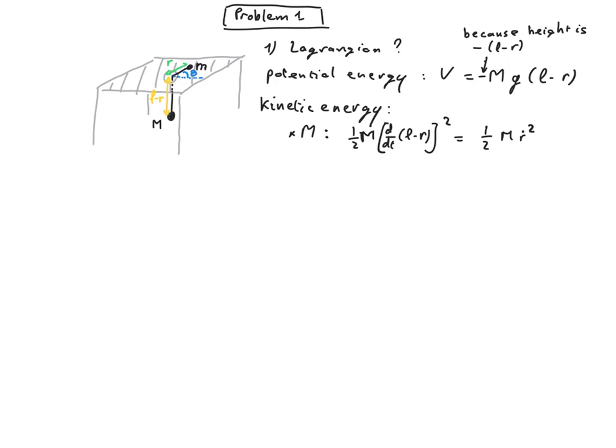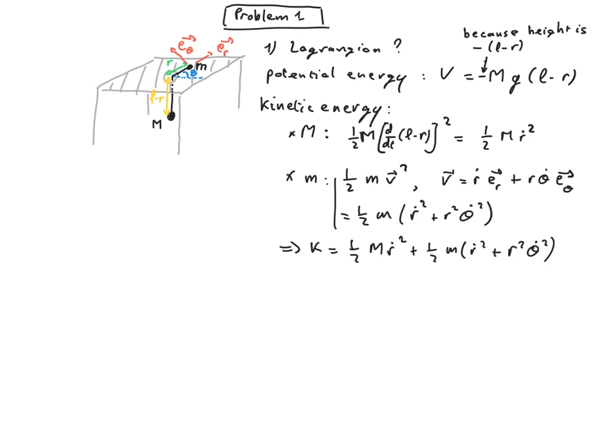We also have the kinetic energy for the small mass m, and for this one it's relevant to use polar coordinates. So we have small r for the distance to the hole and theta for the angle, and in polar coordinates the velocity. So we get the Lagrangian, which is the difference between kinetic energy minus potential energy.